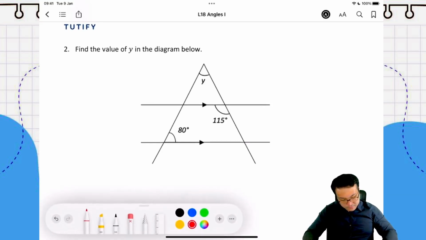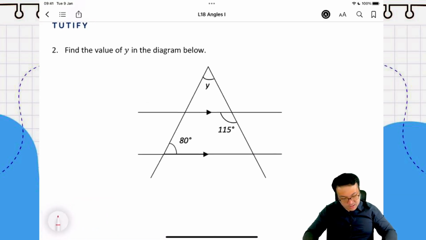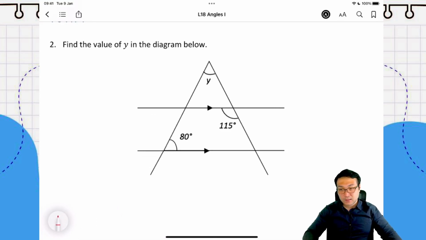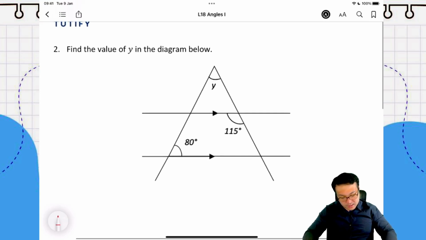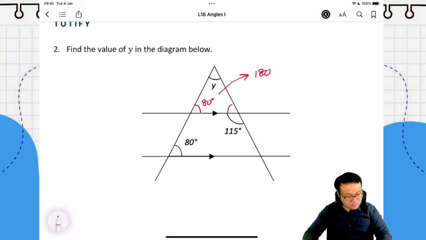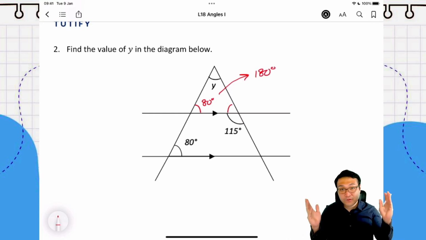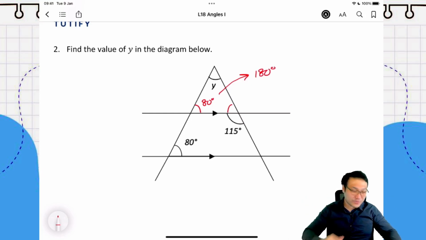Now, over here, we have a set of parallel lines, and they're asking you to find the value of y. Immediately, I know this is 80. Therefore, this is a corresponding angle. And I know that this is 115. So I'll be able to find this angle, correct? So students, the total sum of angles in a triangle is 180. Can you find angle Y? Come, everyone type your answer in the chat.